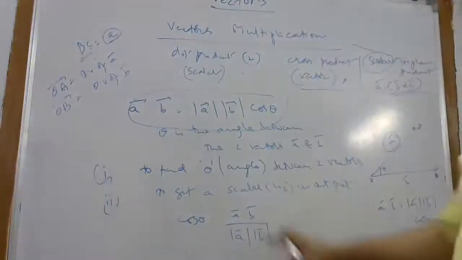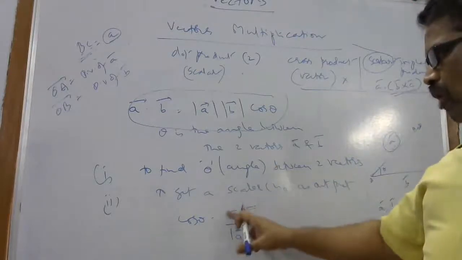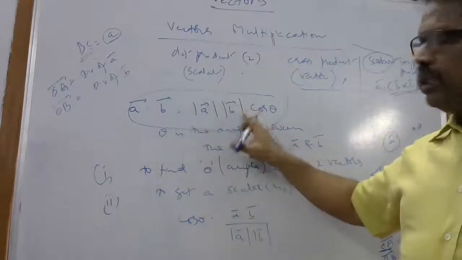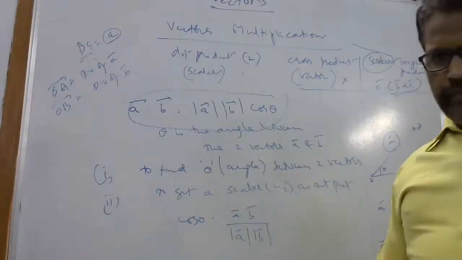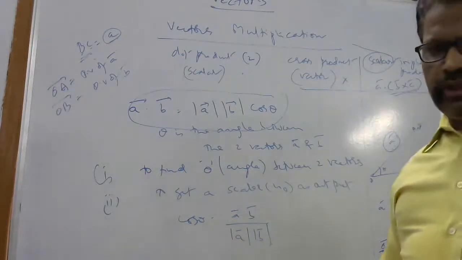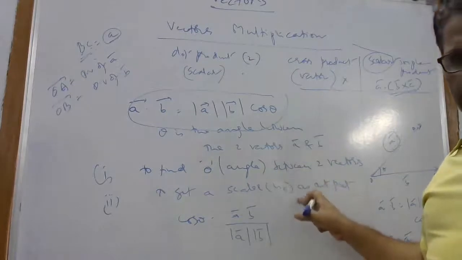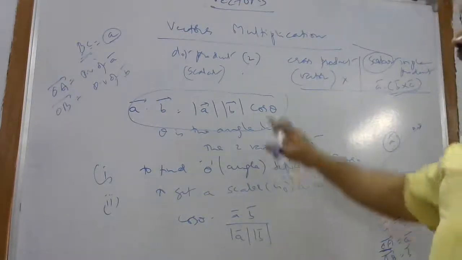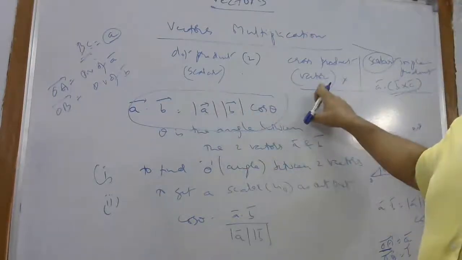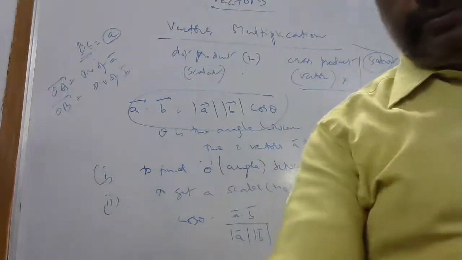Okay, see here. To get a scalar number as output, to find the angle between them: suppose I want the product of two vectors as a number, then I use the dot product. Clear, brother? Yes, understood? To get a scalar number as output after multiplying, if you want a number as the product of two vectors, then use the dot product. If you want a vector as the output, then use the cross product. Clear, brother? Understood? And Vijay?